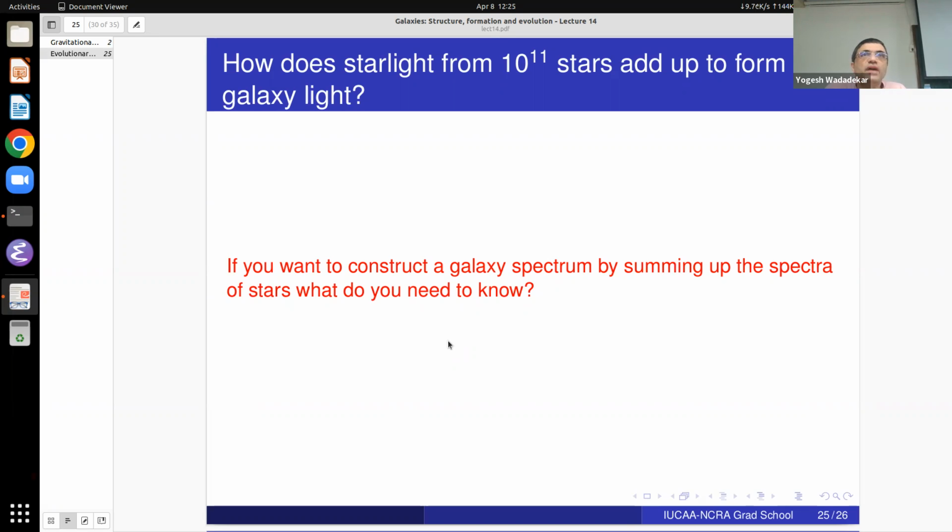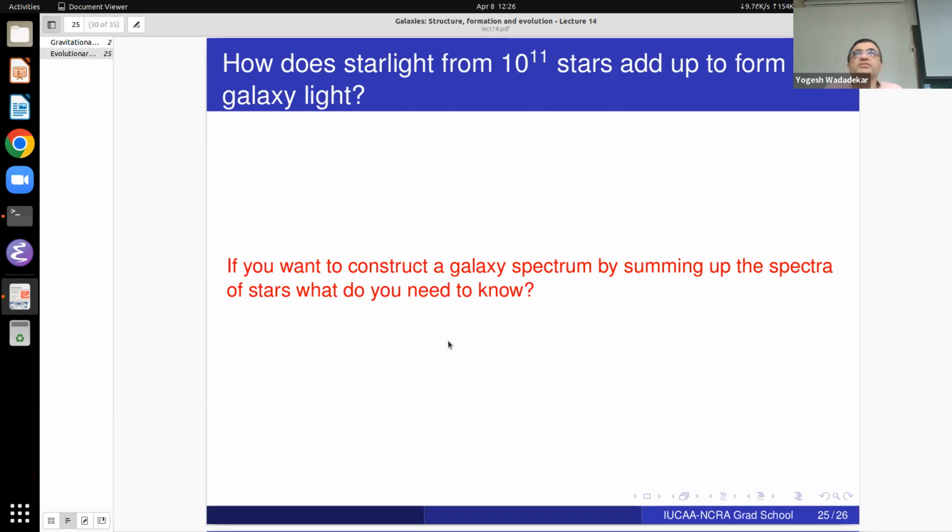Yes, so at that given instance, but as of today, what if you want to model my Milky Way? 10 raised to 11 stars are there. How many M-type stars are there? How many K-type stars are there, etc.? You need to. But can you construct that using some other quantity?